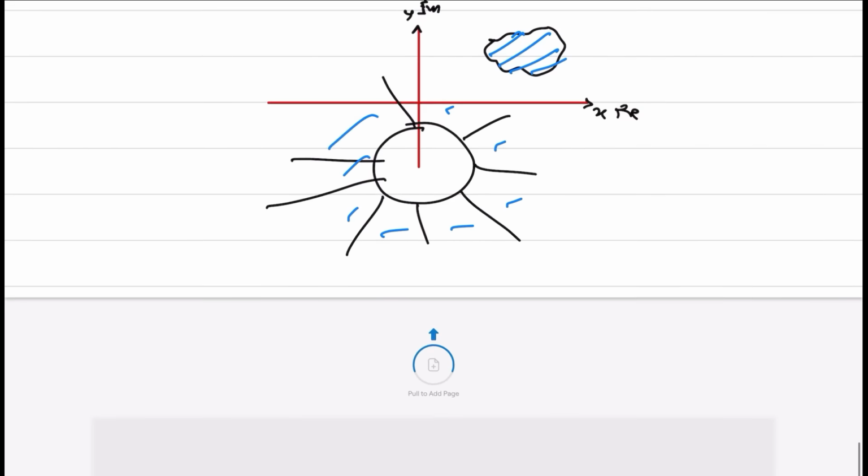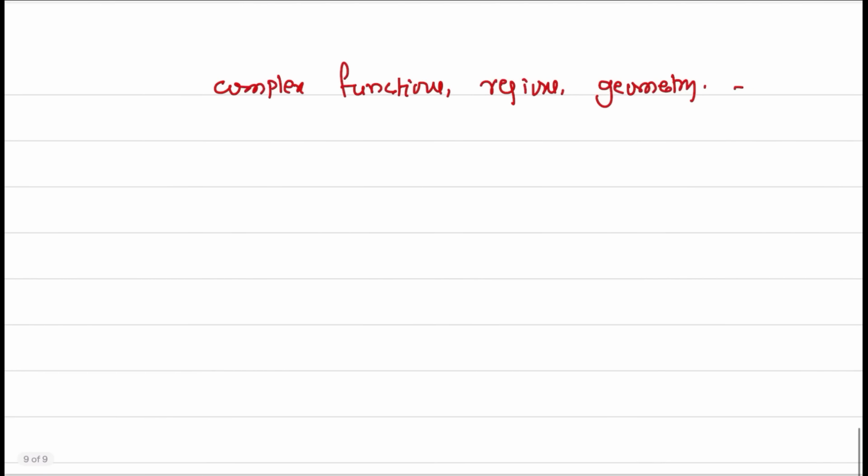We try to define the complex functions, their geometry, and the definitions of the regions in the next class. In the next class, what we will be doing? Complex functions, regions, and geometry. Afterwards, from the functions, we will go to the complex calculus.